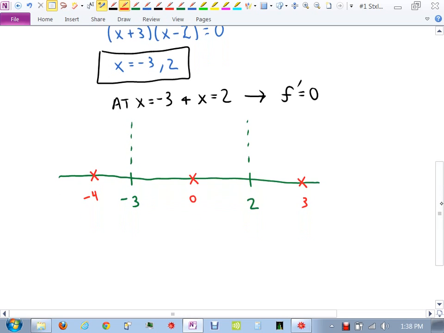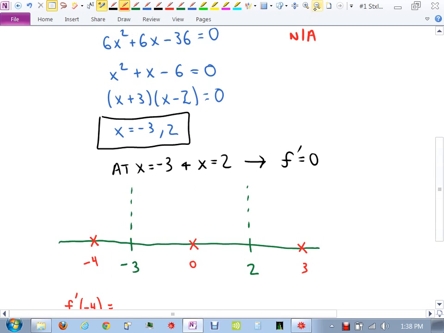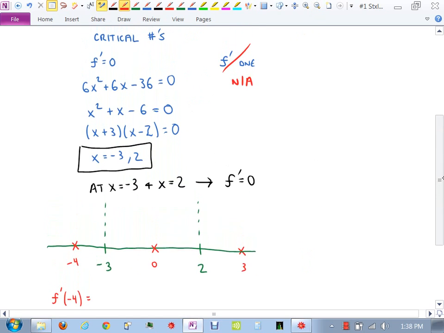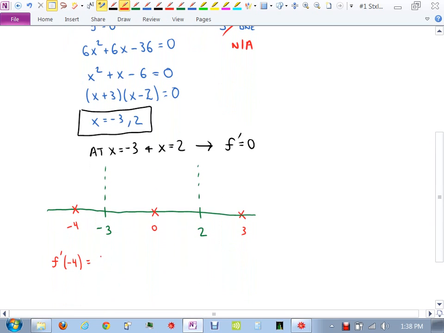So what I'm going to do is take f prime of -4 and figure out what it is. So everyone plug -4 into the first derivative. Remember, the first derivative was 6x squared plus 6x minus 36. So isn't that 6 times -4 squared plus 6 times -4 minus 36? And if you need a calculator, you probably want to get your calculator out because you'll need it for the quiz most likely.